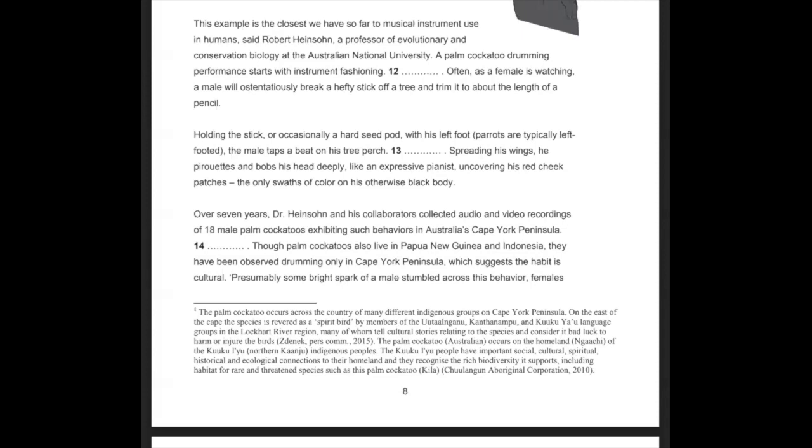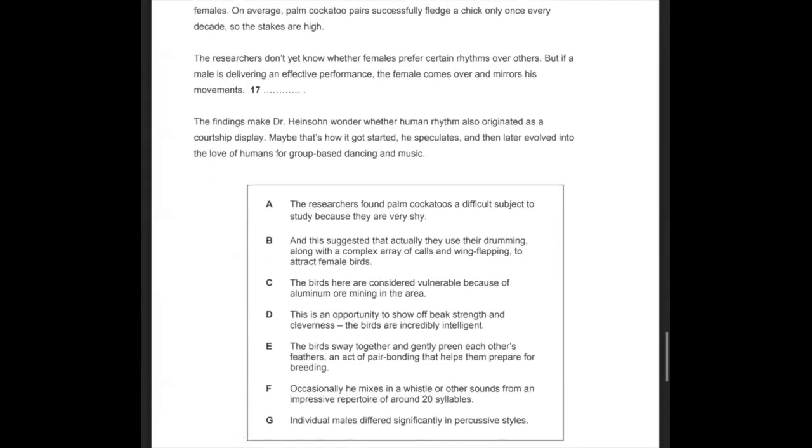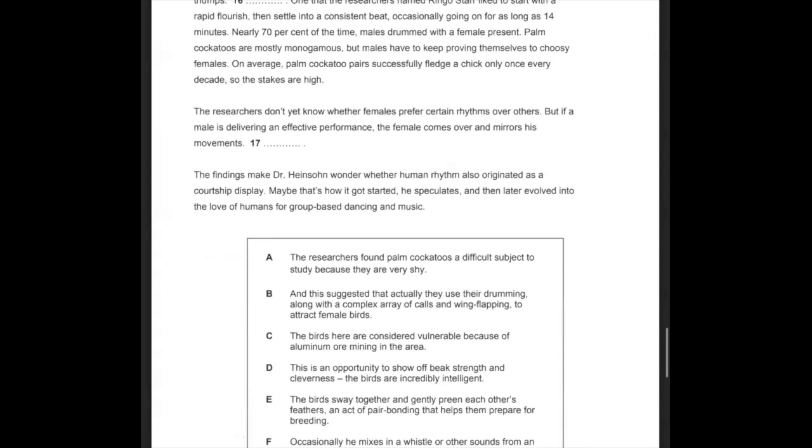And now we've got all of those answer choices, all of those sentences filled out for each sentence. So for question 17, all that leaves us with to choose between is B and E, right? So only B and E are left over. Reading this, the paragraph: The researchers don't yet know whether females prefer certain rhythms over others, but if a male is delivering an effective performance, the female comes over and mirrors his movements. Okay, so this is talking about what they're doing together, right? So they don't know how the females interact with certain rhythms, but if the male is delivering an effective performance, something that's good, then the female comes over and mirrors his movements. They do a little dance together, right?